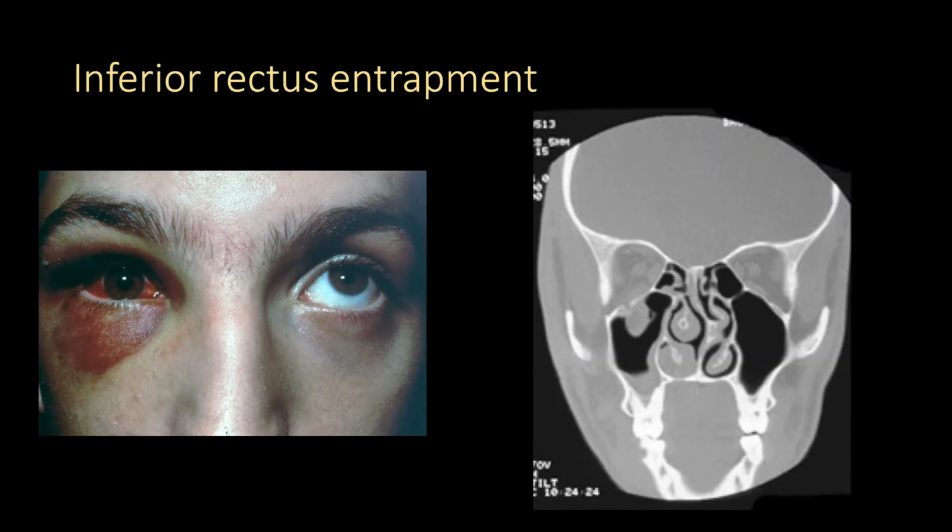Orbital injury can cause any of the extraocular muscles to become entrapped, preventing the eye from moving in a direction opposite that muscle. Inferior rectus muscle entrapment is the most commonly seen in the setting of orbital floor fracture. This CT image demonstrates an orbital floor injury with orbital contents, likely the inferior rectus, pushed through the floor. The clinical image demonstrates entrapment of the right eye during upward gaze.